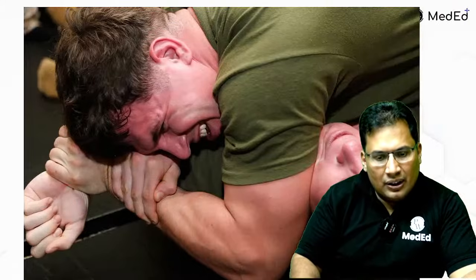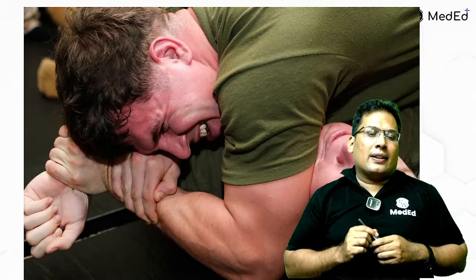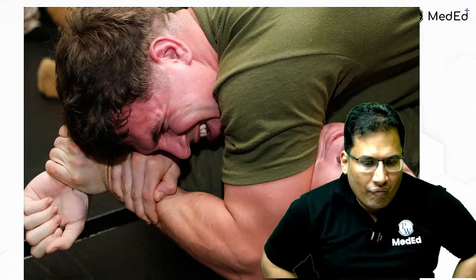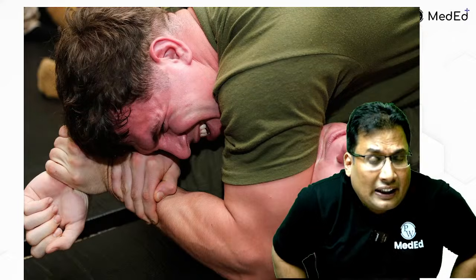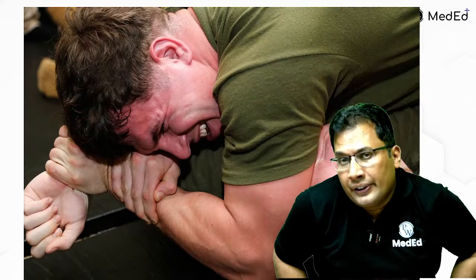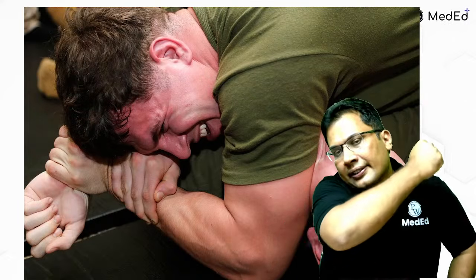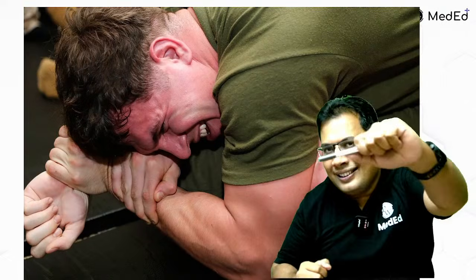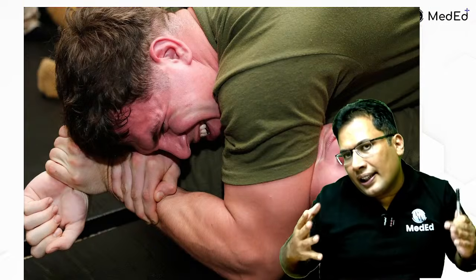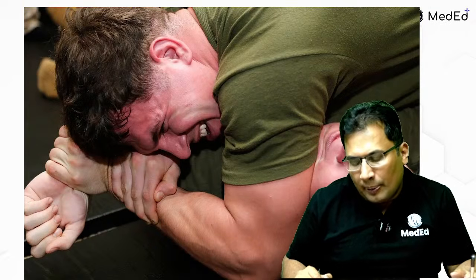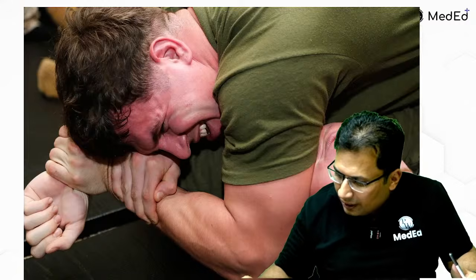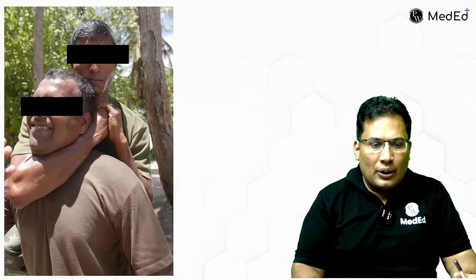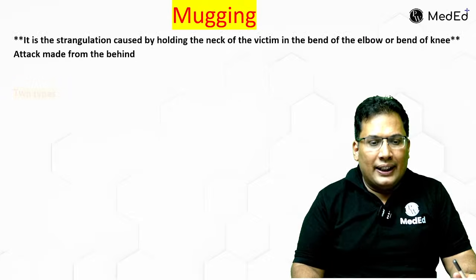The next, now look at this. What is this method of strangulation known as? That is constriction of the neck in the elbow bend or in the knee bend like this. Elbow bend or knee bend. What is that known as? One try. Muhammad Shahid, Srinivas. What is this? This is known as mugging.